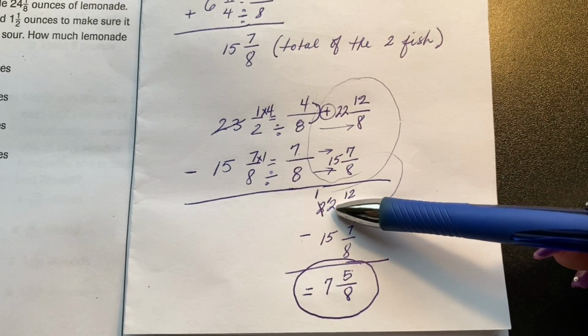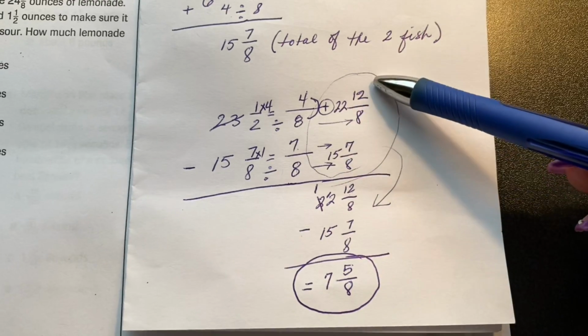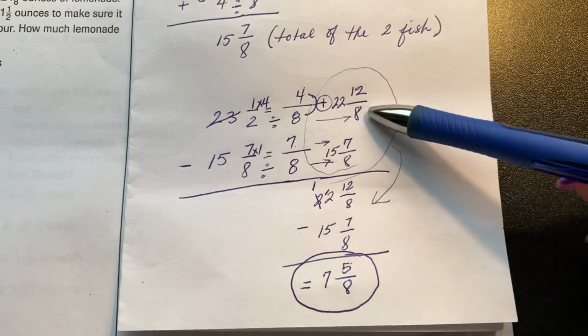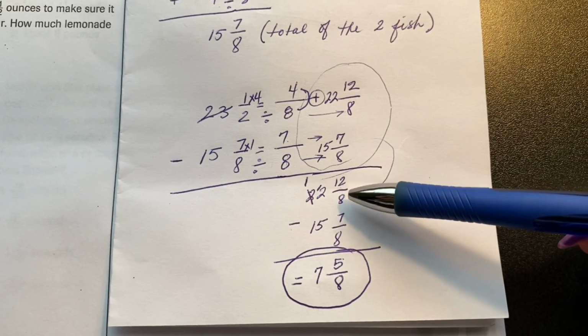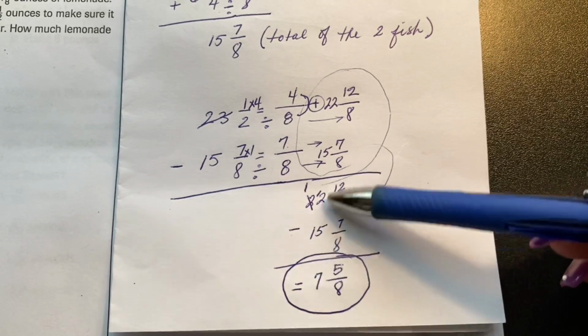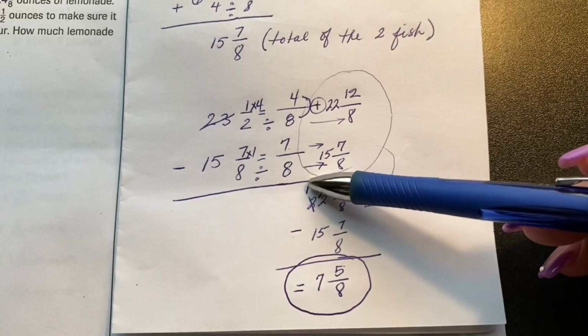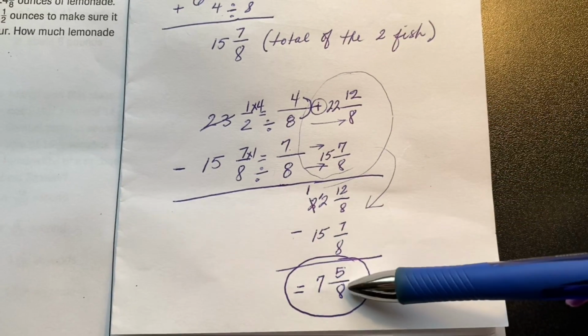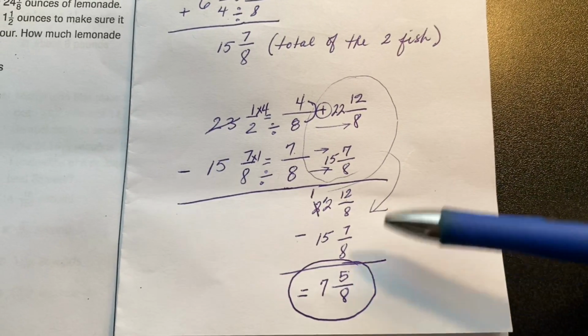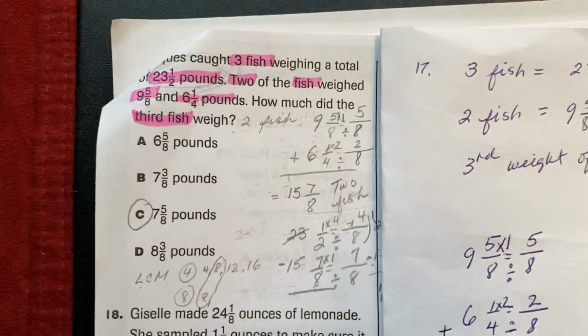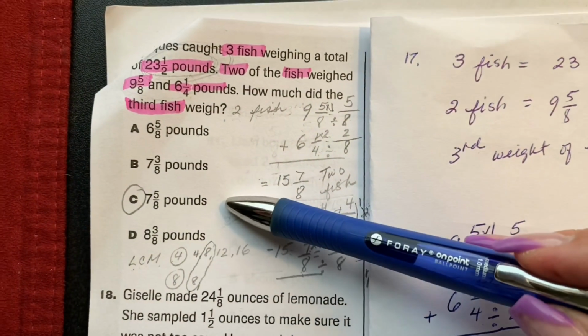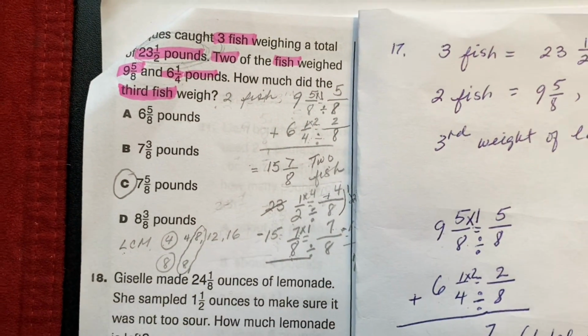Then you subtract 22 minus 15. Basically, I just transferred this whole thing over here so it's nice and neat. So 22 minus 15, you have to regroup. 12 minus 5 is 7. Cross that out. Now the answer is 7 5/8. You look in your choices and you see that it is choice C. And there you have it.